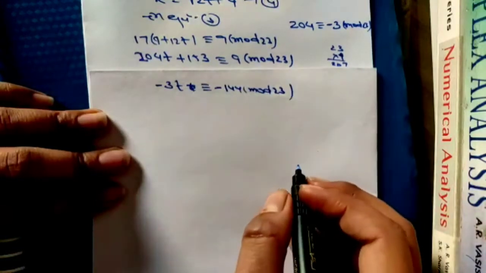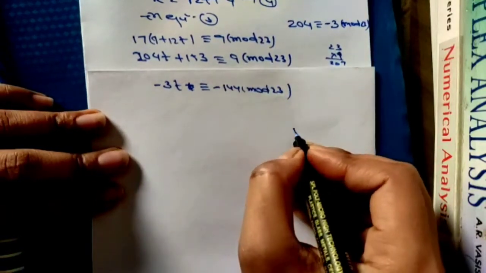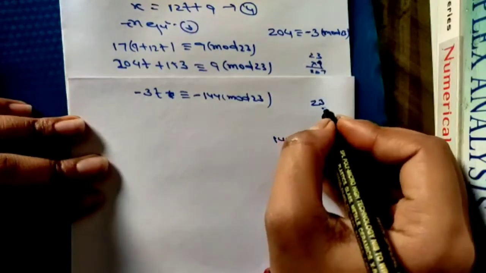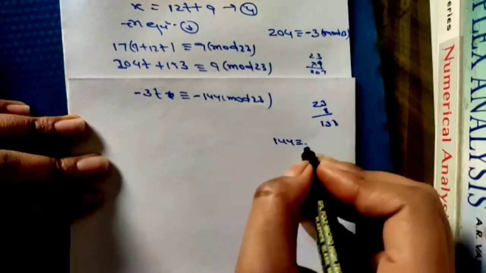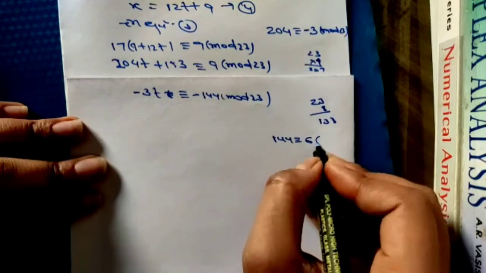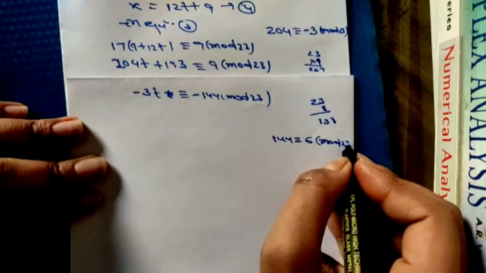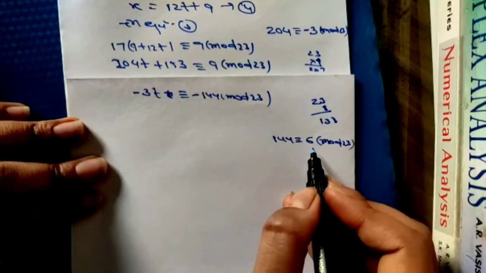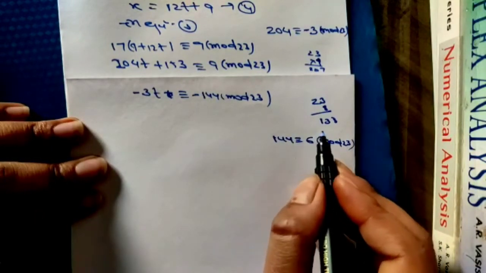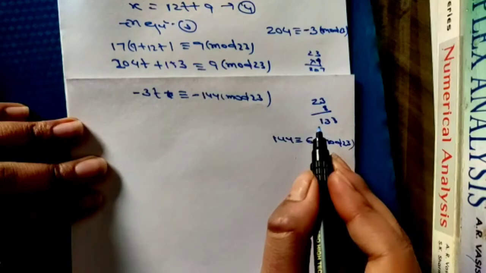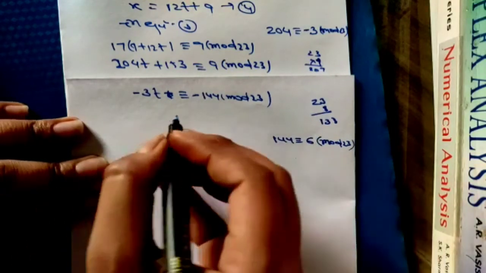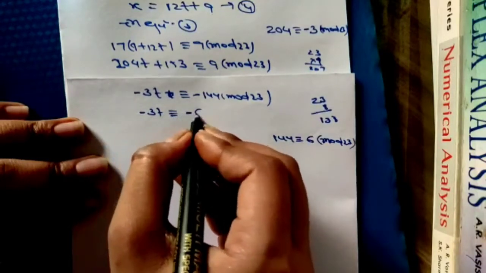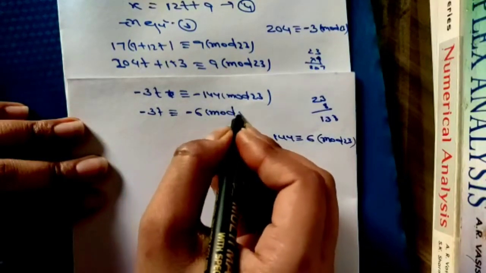Now how can we solve for 144? We know that 23 times 6 is 138. If we subtract 6 here, modulo 23, it completely divides. So 144 minus 6 is 138, and it completely divides it. The remainder is 0. So in place of 144, we write minus 3t congruent 6 modulo 23.